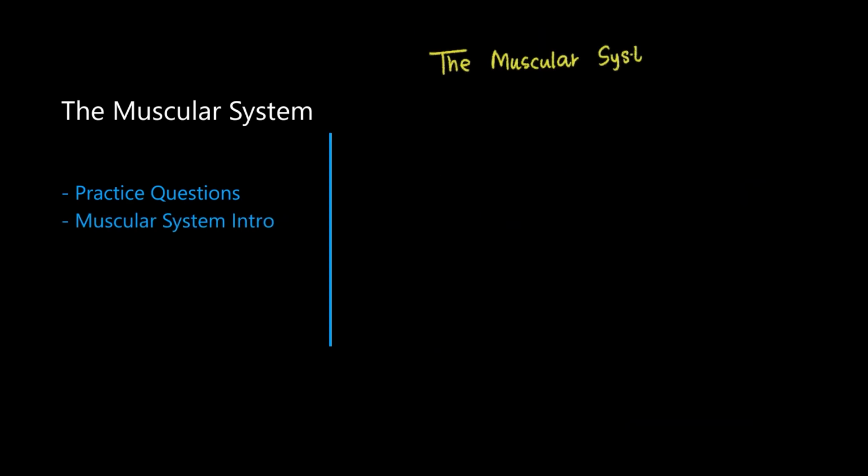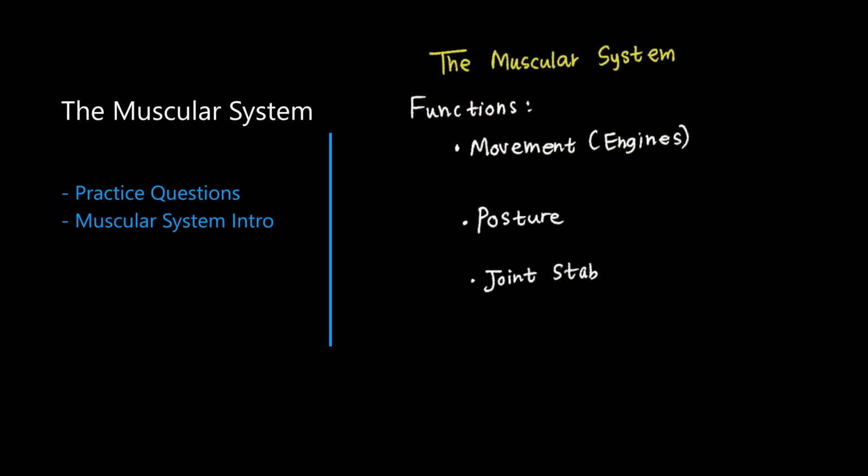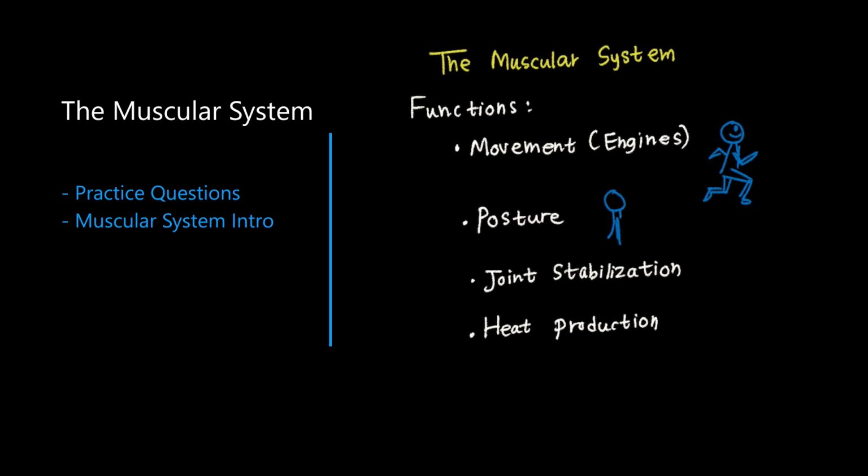Now that we have the framework, let's power it with the muscular system. Muscles are the engines of the body, responsible for all movement. But their job goes beyond just moving bones. They help us maintain posture against gravity, stabilize our joints by keeping tension on the tendons, and even produce heat through shivering when we're cold.